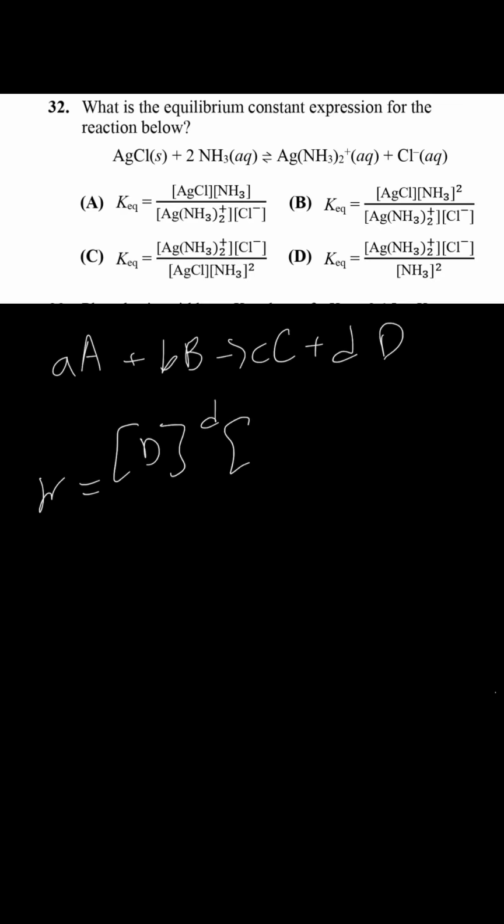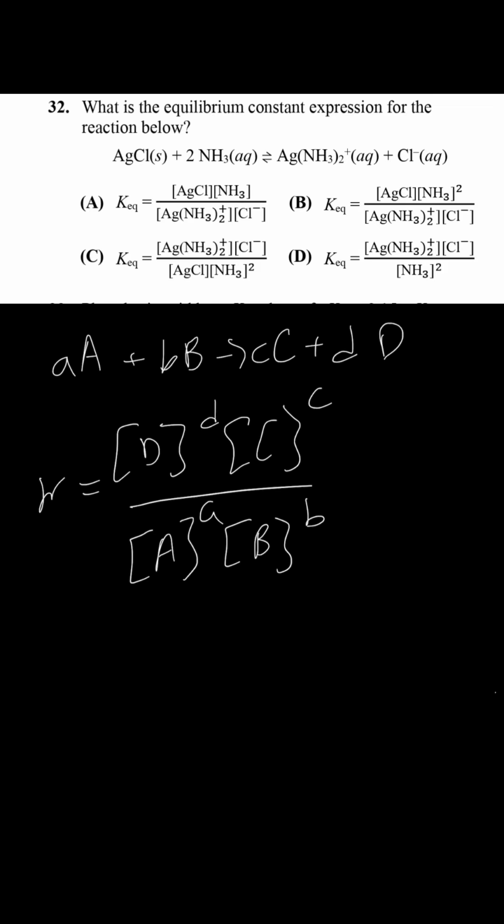And so, for example, if you have this reaction, this is pretty much how they always explain it. It would just be K equals D to the power of the coefficient, C to the power of the coefficient. So you just do products over reactants, and you raise each thing to the coefficient in its chemical equation. And so this would be the equilibrium constant for this reaction.